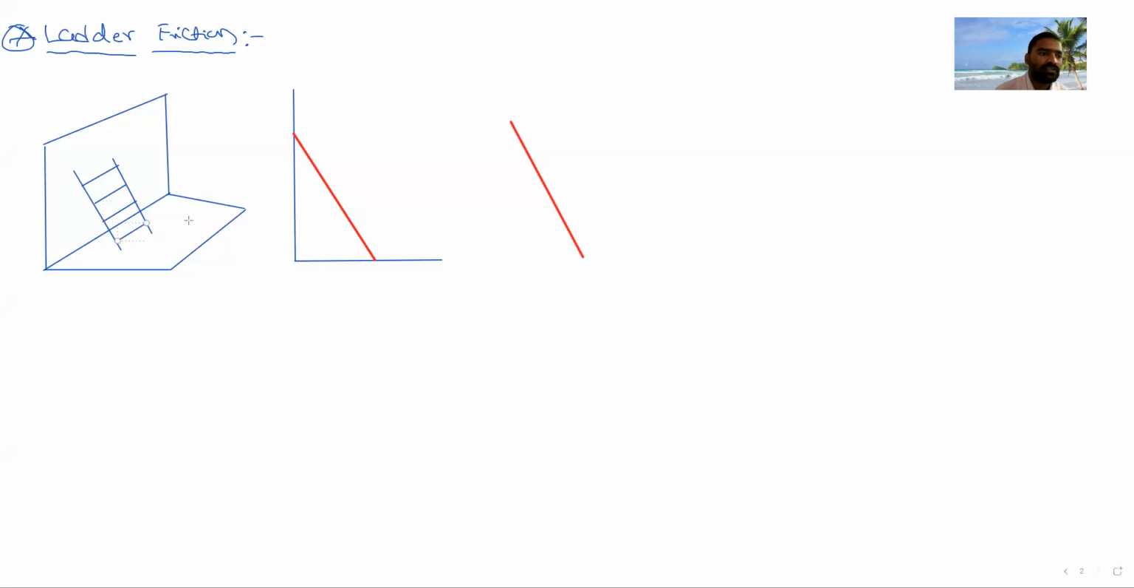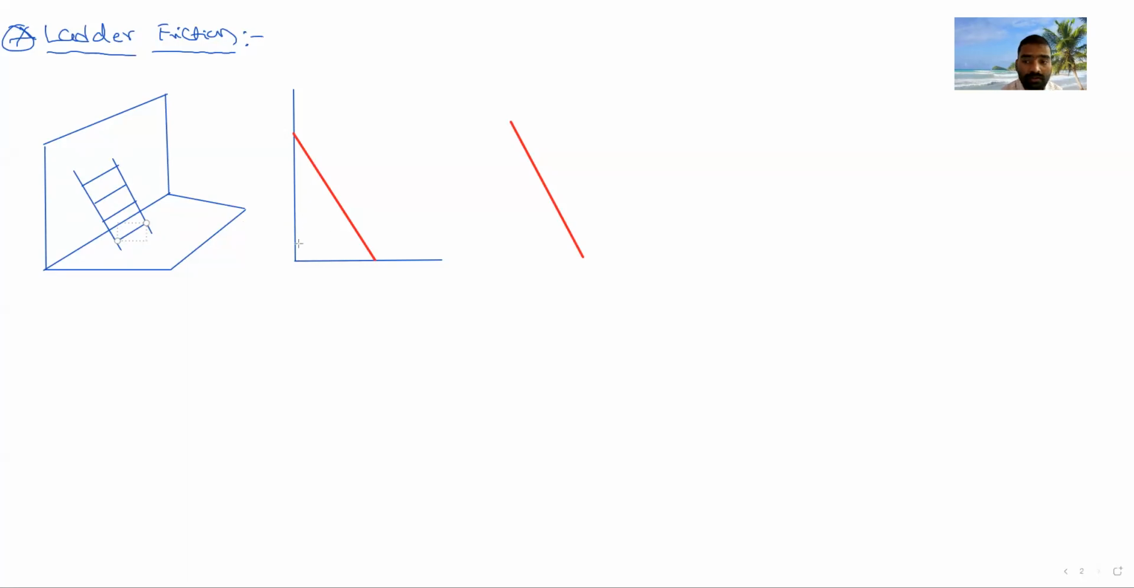Okay. So this is the floor and this is the wall. Always the ladder is resting against the wall and floor. There will be friction between the wall and ladder, and friction between the floor and ladder. The weight of this ladder acts at the center of the ladder. You have to consider all the frictional forces acting at the floor and at the wall. You have to determine the value of alpha and other values also.